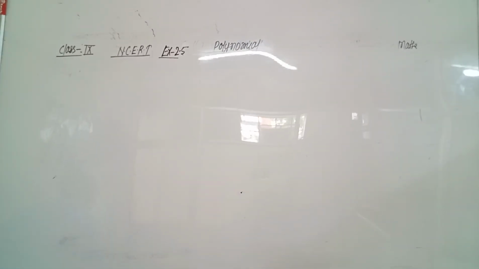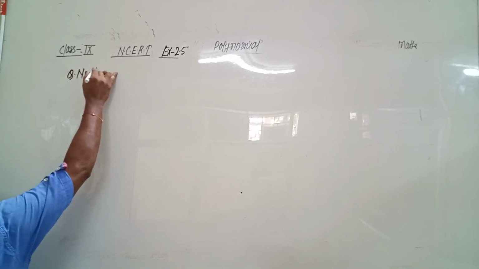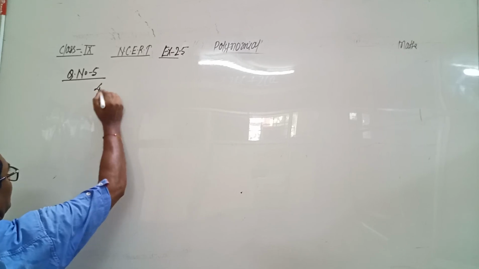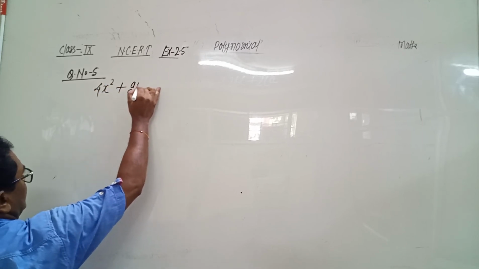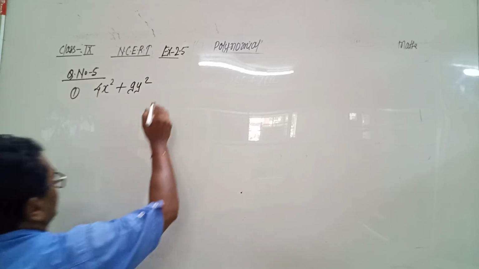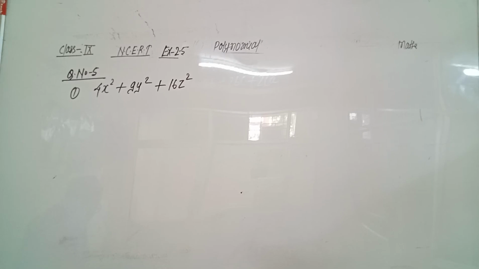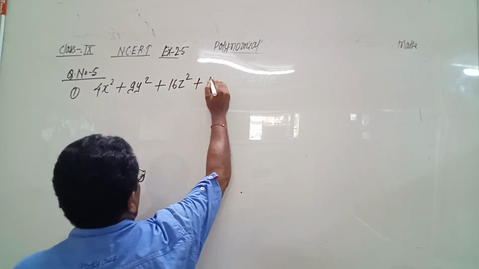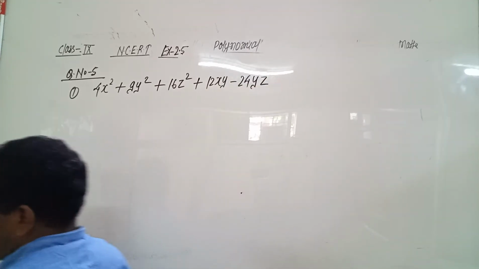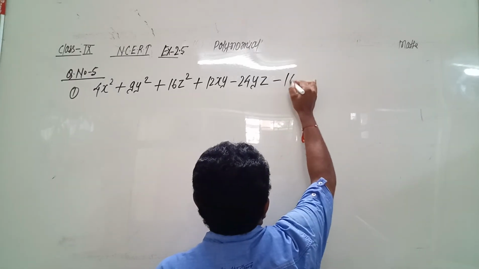Now in question number 5, factorize. Again we have to factorize 4x square plus 9y square plus 16z square plus 12xy minus 24yz and then minus 16xz.